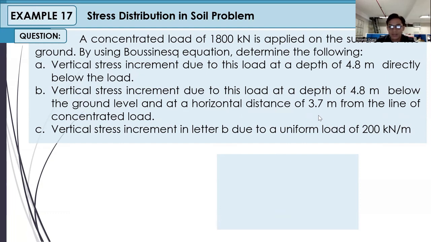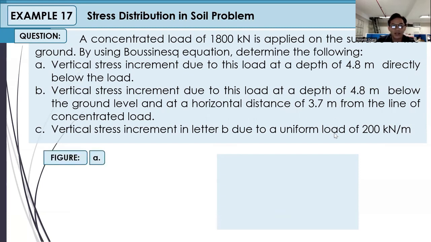So, medyo may distansya na siya na horizontally, no? Then, concentrated load pa rin siya. Sa letter C, papalitan po natin yung ating concentrated load ng uniformly distributed load na 200 kN per meter. Then, yung kanyang distances is just the same with our letter B.